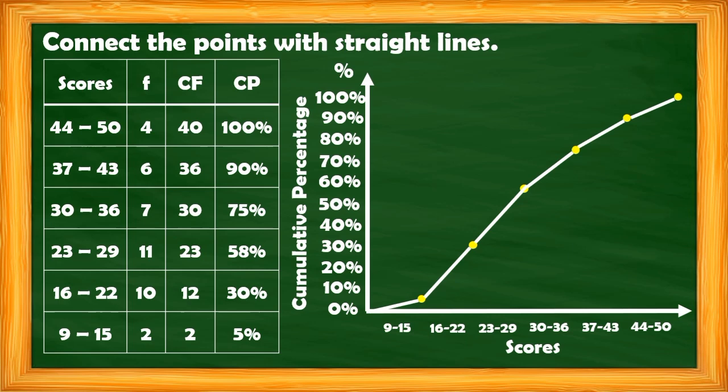So, kung mapapansin nyo talaga para siyang line graph. Kaya lang dito, usually, kapag cumulative line graph siya, pataas yung trend. Hindi natin siya makakita na pababa. Kasi nga, cumulative, ina-add natin yung mga percentage. Okay.